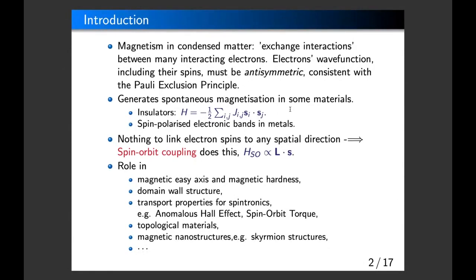However, if you stare at that for a little bit, you realize that there's nothing to link the electron spins or the spin moments to any spatial direction. So one has to think of what can generate this effect, because it's obviously a very important aspect of magnetism, and it's spin-orbit coupling that is a prime factor in doing this. So this is describing the interaction between the orbital moment and the spin moment. And I'll explain a little bit about what effects it can lead to. So it has the role in setting the magnetic easy axis and determining how magnetically hard a material is.